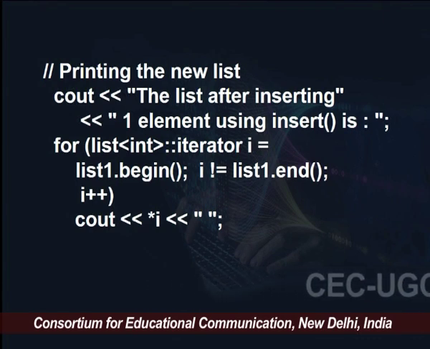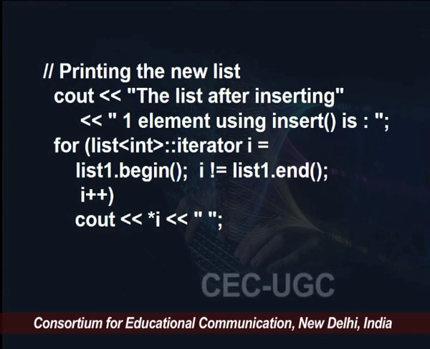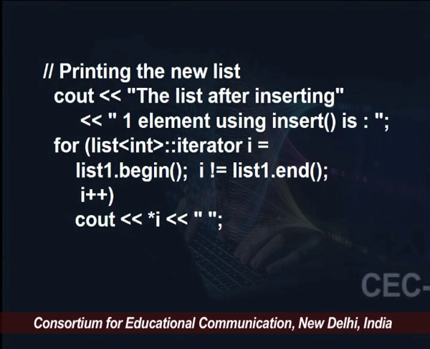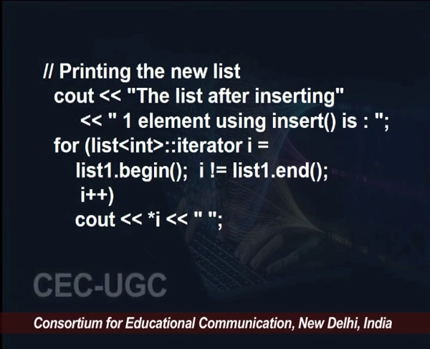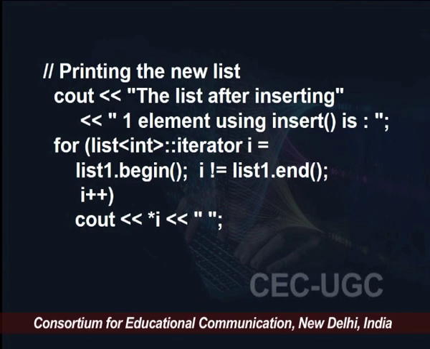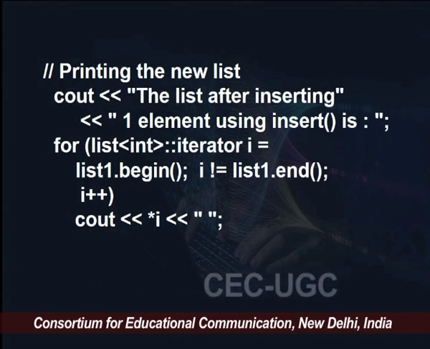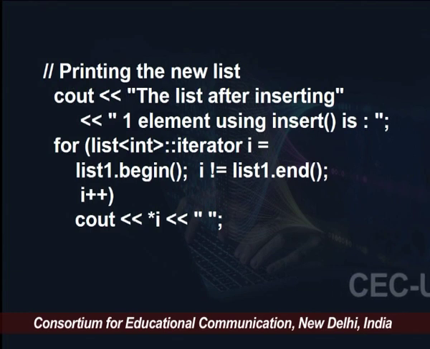I am just going to repeat this for loop again. So, the loop is for, starting from iterator I equals list 1 dot begin, to I not equals list 1 dot end. It is going to increment this I by using I plus plus, and we print not the position but the value at this iterator I with the help of cout asterisk I.